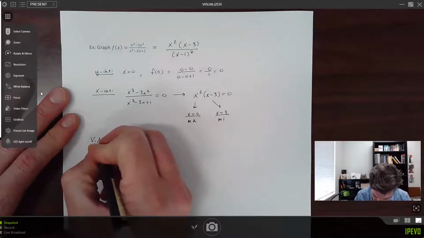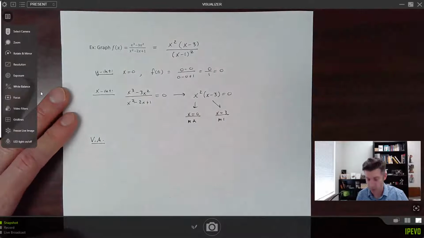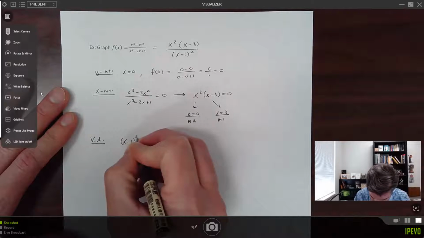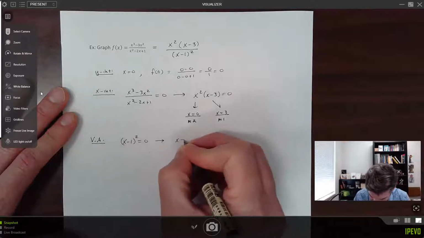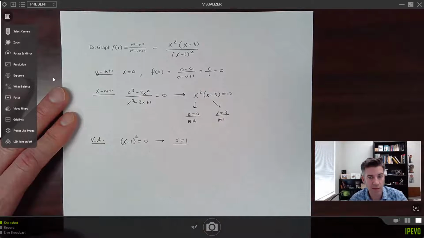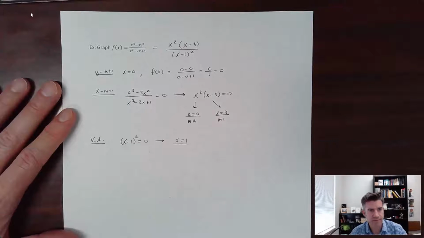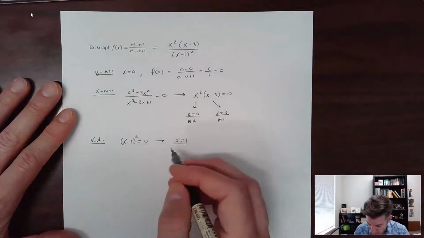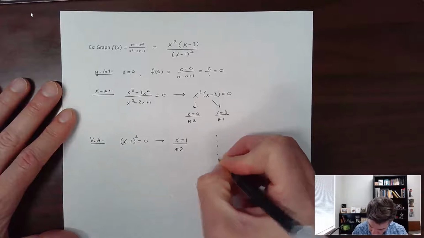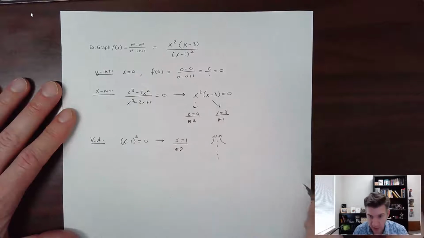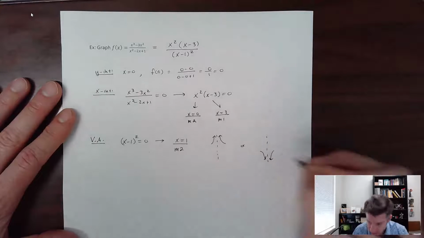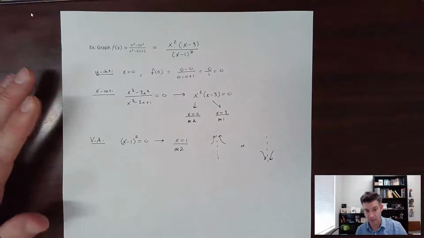Vertical asymptote or vertical asymptotes, right? There could be multiple vertical asymptotes. We set the denominator equal to 0. We're going to get x equal to positive 1. I'll point out that the multiplicity here is 2, meaning that either you're going to have a vertical asymptote where both sides go up to positive infinity, or both sides go down in the same direction to negative infinity. Right? It's not odd, so we don't get the opposite behavior.